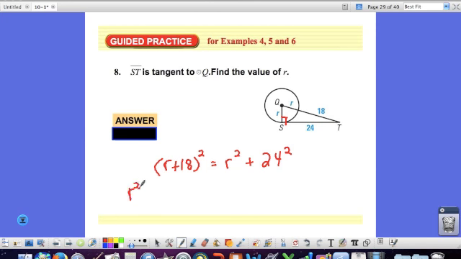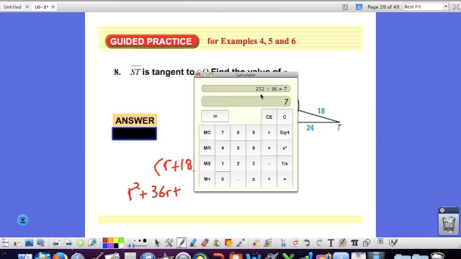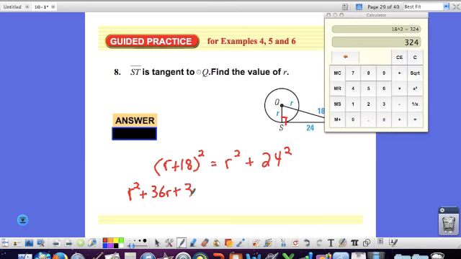r squared plus 18r, and 18r is 36r, plus, I don't remember what 18 squared is. Maybe you do. Maybe you have your warm-up still out. 18 squared is 324. I think 24 squared is 576, but I'm not going to check it. Risk it, it is.